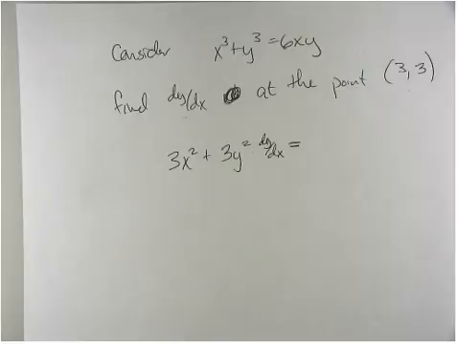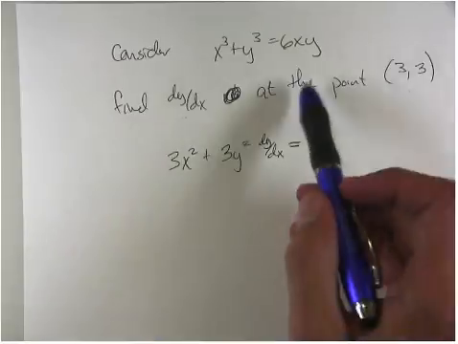Because this is a multiplication problem, I have 6x times y, and I want to take the derivative of this multiplication problem. I've got to use the product rule, right? This is a product over here. Right?